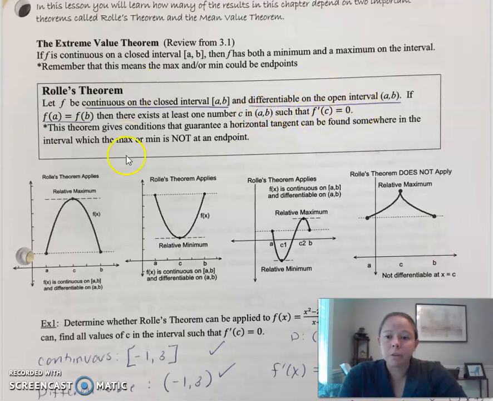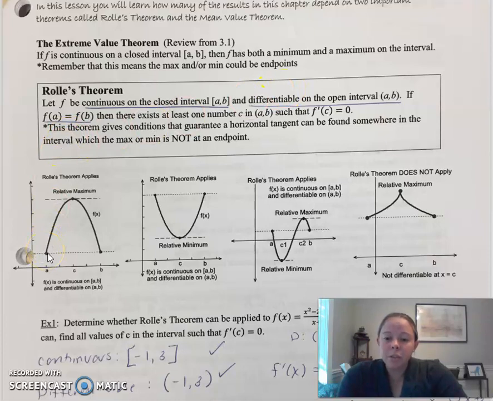All right, so let's look at this visual down here. Notice it meets our requirements. The function's continuous on the closed interval. Yes. Differentiable on the open. Yes. No sharp turns, no vertical tangent lines, remember. And the endpoints equal each other. So yes, it meets all three requirements for Rolle's theorem.